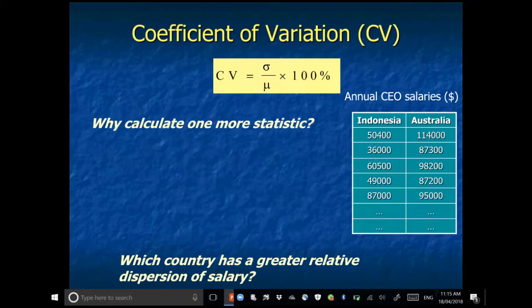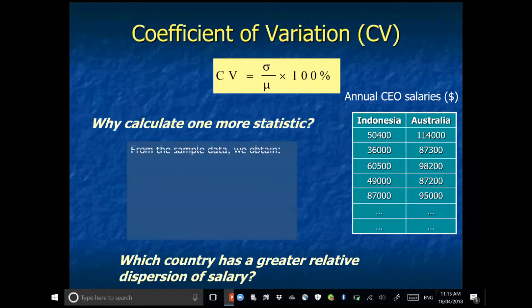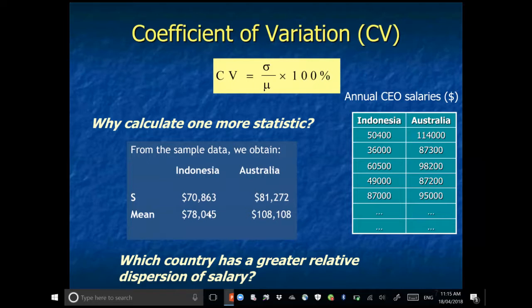And again, you can calculate the average, and you can also calculate the standard deviation. The calculation has been done for you here. The average salary for Australia is $108,000, and for Indonesia is $78,000, let's say, for CEOs. Whereas Australia also has a higher dispersion of $81,270 compared to Indonesia's $70,863.